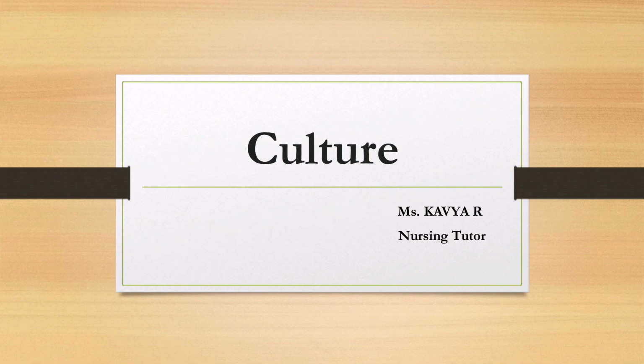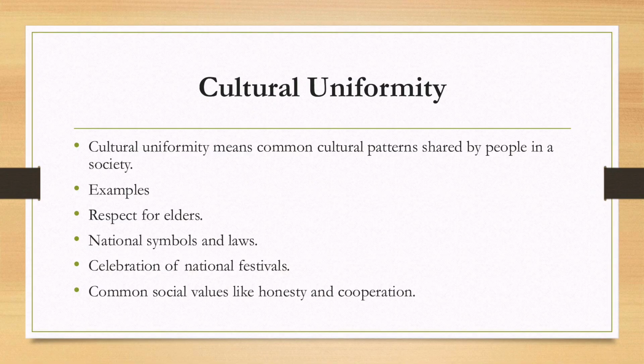Unit 3 Culture. Cultural uniformity. So, what is the meaning of cultural uniformity? It means the presence of common culture patterns, beliefs, values, and practices shared by the people in the society. Even though people may belong to different religions, languages, or regions, they follow certain common culture elements that create unity and social harmony.